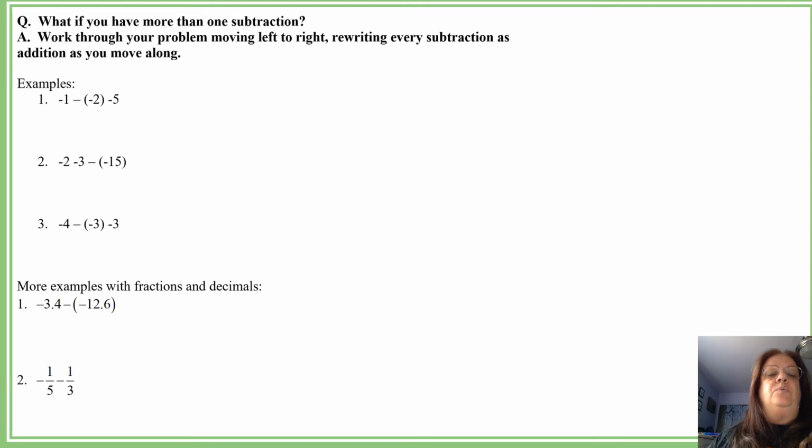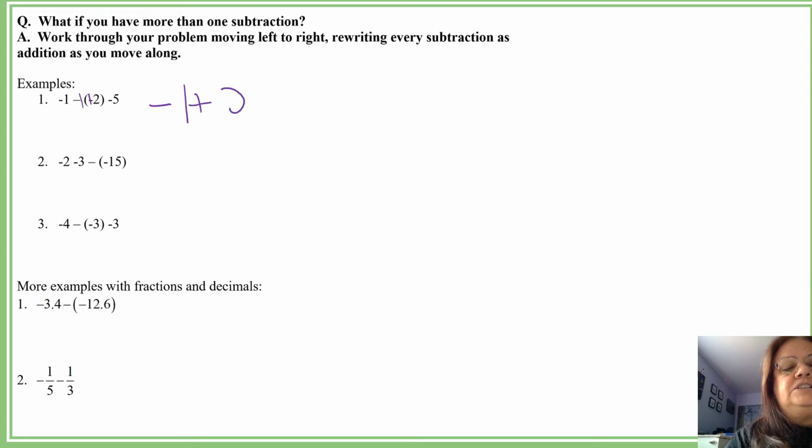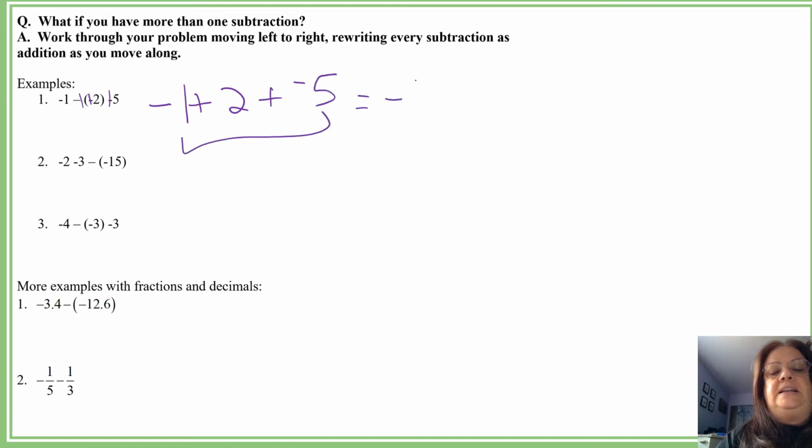All right, what if you have more than one subtraction? Work through your problem moving left to right, rewriting every subtraction as an addition as you move along. Okay, because this gets confusing, doesn't it? So negative 1 becomes plus a positive, so plus 2, and then plus a negative 5. All right, so I add my two negatives together. I get negative 6 plus 2, which is negative 4.